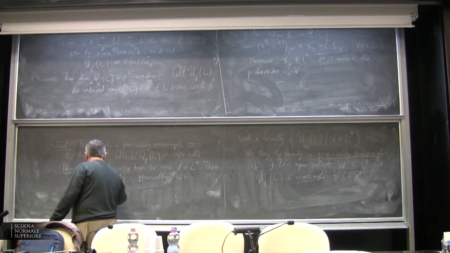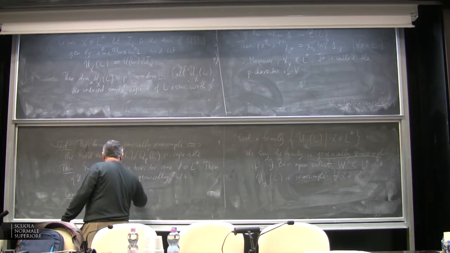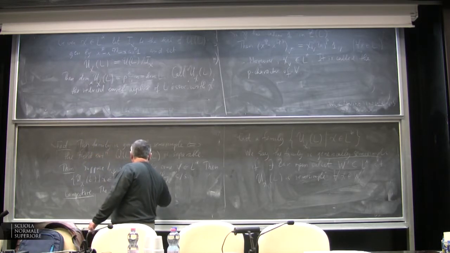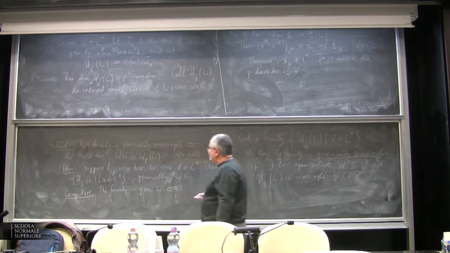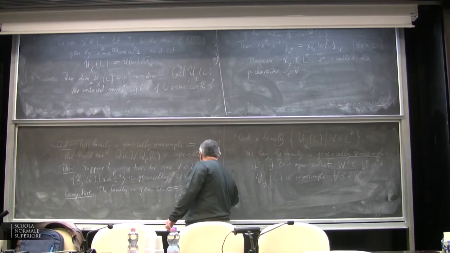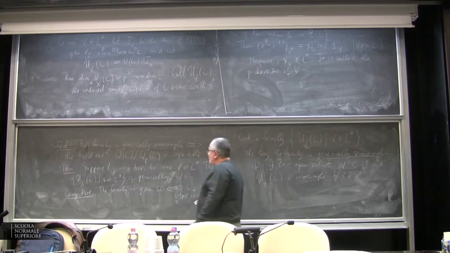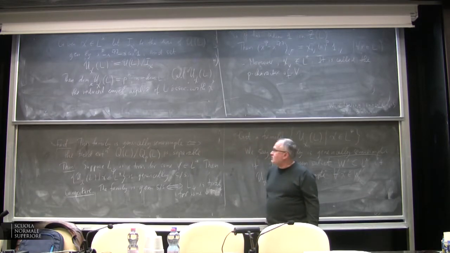So, the family is generically semisimple if and only if L_psi is a torus, is total, for some psi in L. We proved one direction for this. And very recently, Scriabin proved this for solvable algebras.